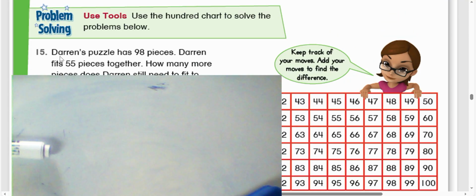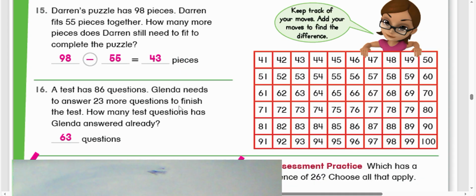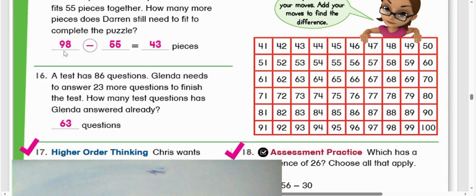Next question. Use tools to find the answer here. 98 minus 55, 8 minus 5 equals 3, and 9 minus 5 equals 4. You can use the 100 chart to find the answer. Start at 98 here, and go up 5 steps, 1, 2, 3, 4, 5, and then go back 5 steps, 1, 2, 3, 4, 5, to get 43. And also 86 minus 23. Start from 86, and go up 2 steps, 1, 2, and left hand side 3 steps, 1, 2, 3. The answer will be 63.